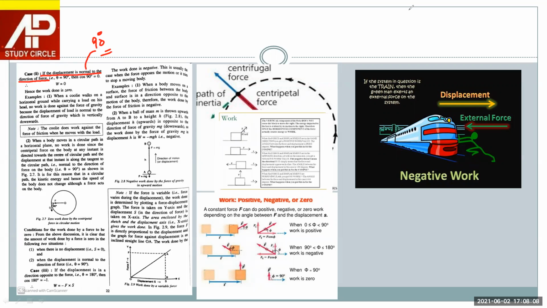It is a second example when they ask you that although the body is showing displacement, there is no work done by the force. Give the example. So what is the first example? The body is moving in a circular path. And what is the second example? That the body is moving in a direction normal to the direction of the force. When the angle is 90 between force and displacement, work done is always zero. Understand?